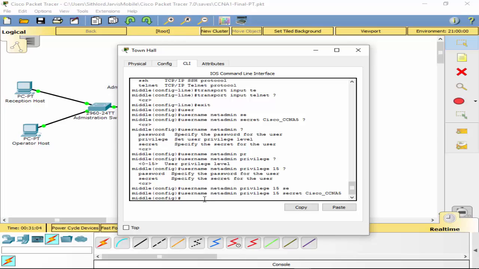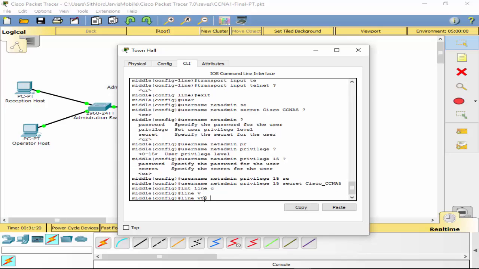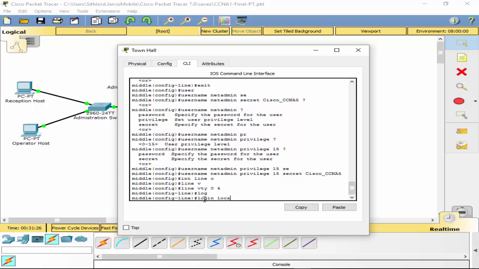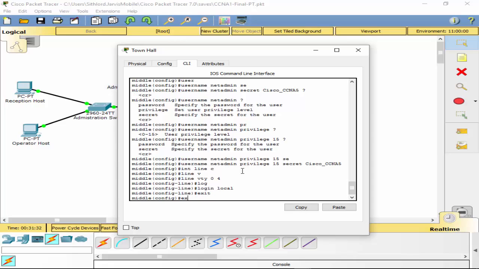So why did we make this user? Telnet does not require a username, so we don't have to make a user for Telnet, but SSH requires a username. So now we go into line VTY 0 4, and we say login local. So it uses that local account. Before, remember, it was just login. So now we changed it to login local.